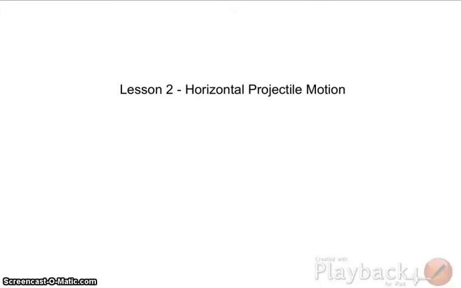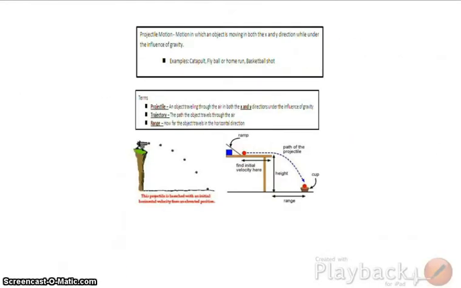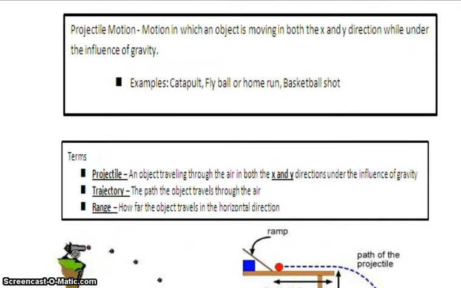This lesson is going to be about horizontal projectile motion. What is horizontal projectile motion? Well, projectile motion is the motion in which an object moves in both the x and y, so the horizontal and vertical, while under only the influence of gravity. For example, cannonballs, fly balls, home runs, basketball shots, things flying through the air. If I shoot a gun, the bullet. Okay, so it moves in both the x and y direction with gravity acting on it.